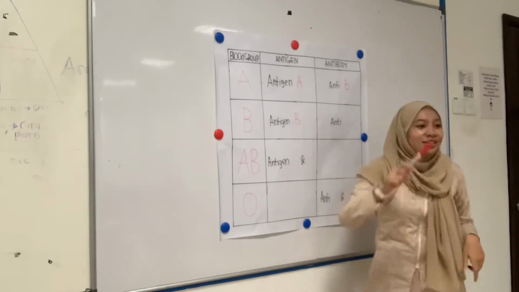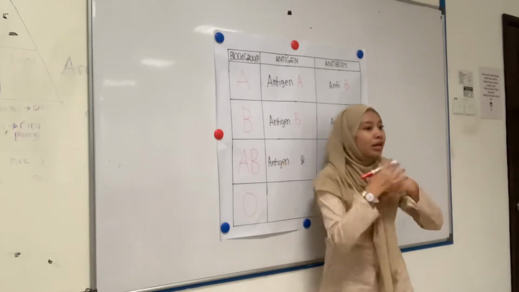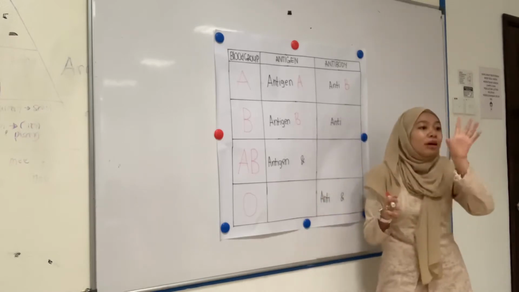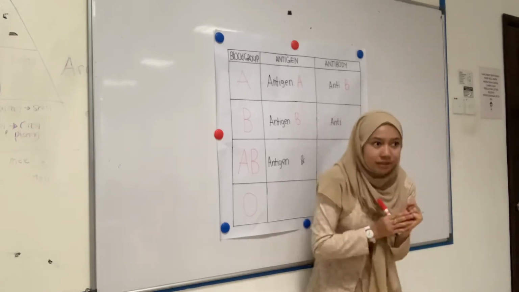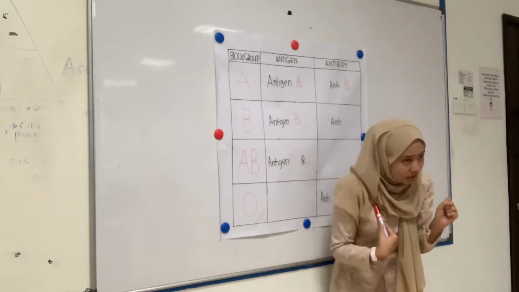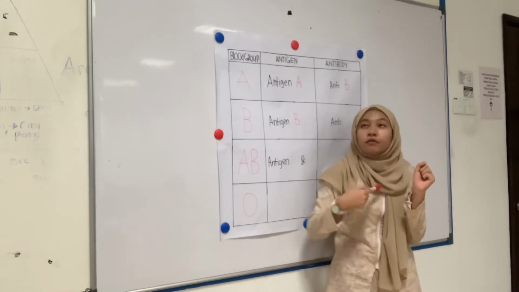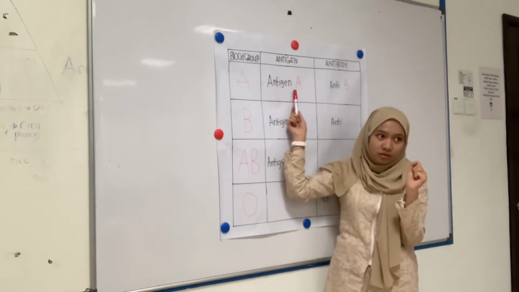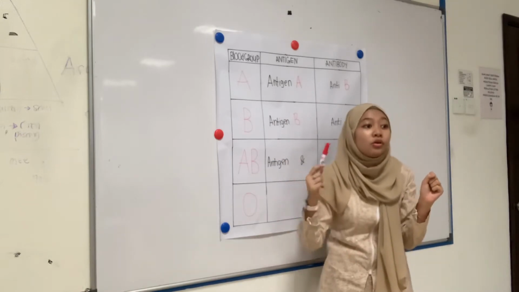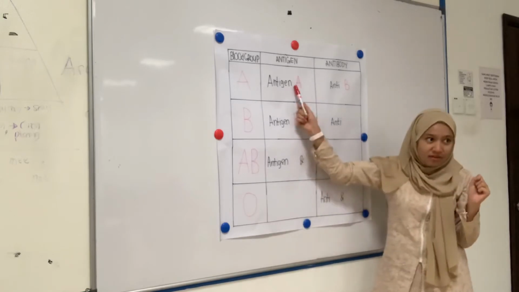Yes. Alright, so let's start with blood group A. Let's say that I am an A blood group individual. So on my red blood cells, I have antigen A. Since I have antigen A, it means that I can donate and I can receive blood from an A individual. It means that I am always compatible with another individual that is also A blood group. So that is for antigen.